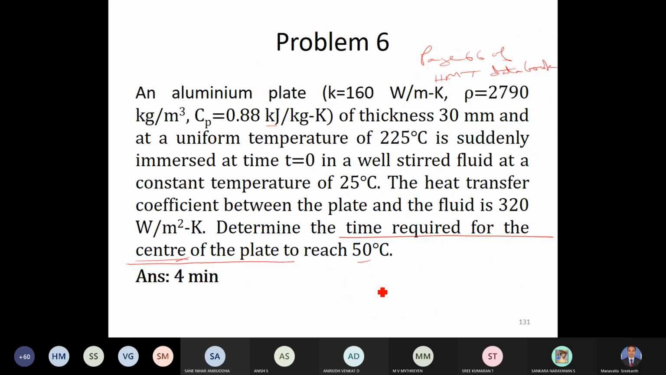So your time, what's the time taken? So you will get the time as 4 minutes. This turns out to be 239.3 seconds, which is 4 minutes. Okay. So that's the solution. That's how you can solve this problem.